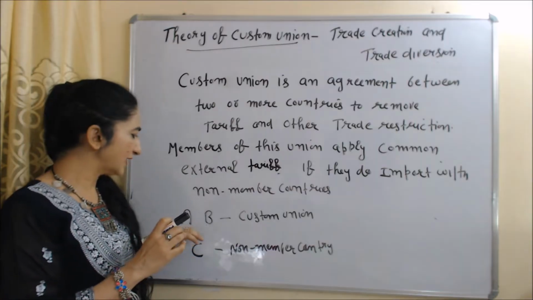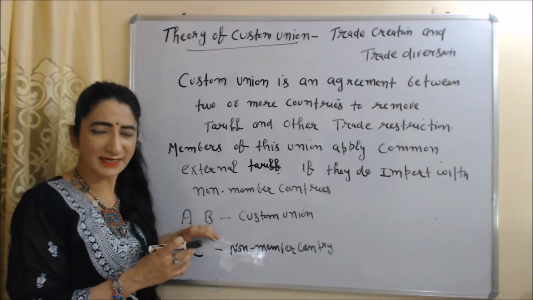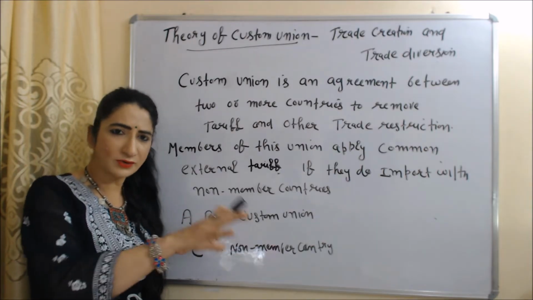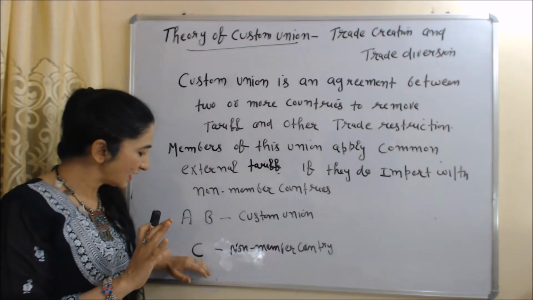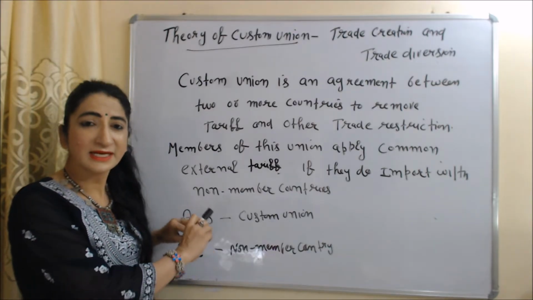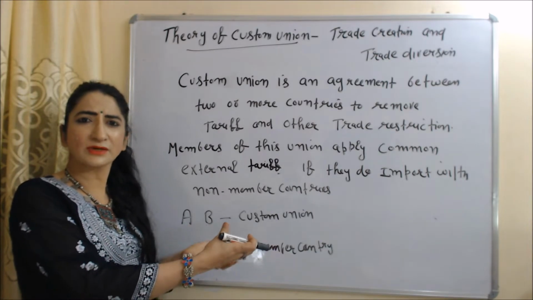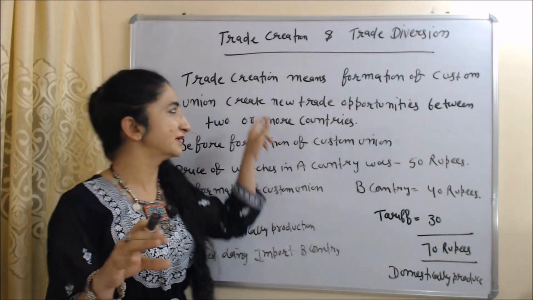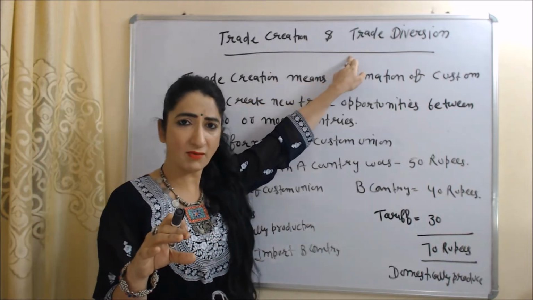For example, A and B are member countries. That means they have made a customs union. Now they will trade without any tariff. But whenever they import from C, which is a non-member country, then they will apply a common tax or tariff on this country. There are mainly two concepts of this theory: trade creation and trade diversion.